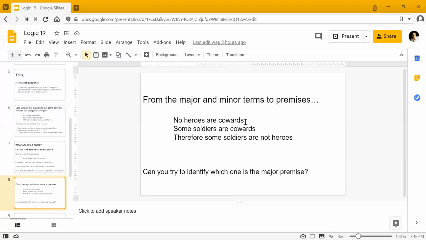Similarly, the minor term we know is soldiers, and this appears here in the second premise. So this is your minor premise, and obviously we know the conclusion पहले से ही, so उसमें कोई शक की गुंजाइश नहीं है. So this is what the standard order is of a syllogism. You have the major premise first, and you have the minor premise, and then you have the conclusion. And you can always determine that by looking at the conclusion and figuring out which of the two terms is the major one and which of the two is minor.